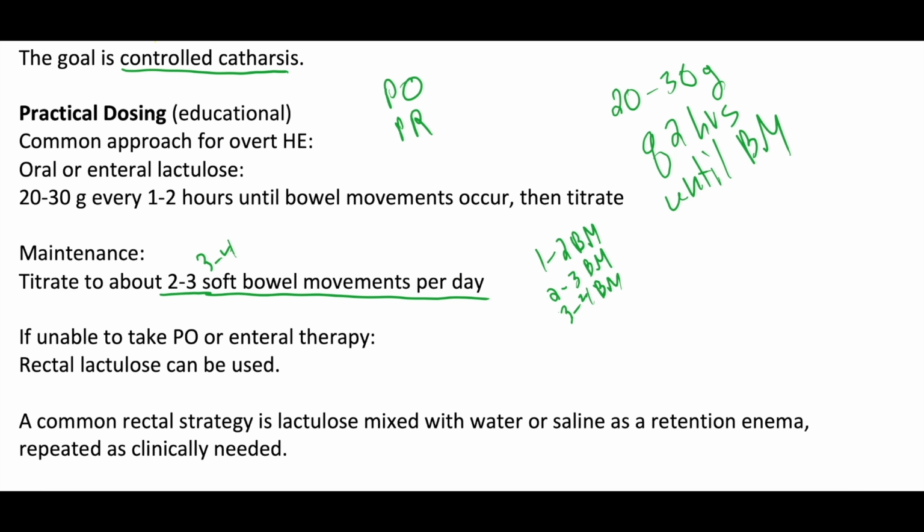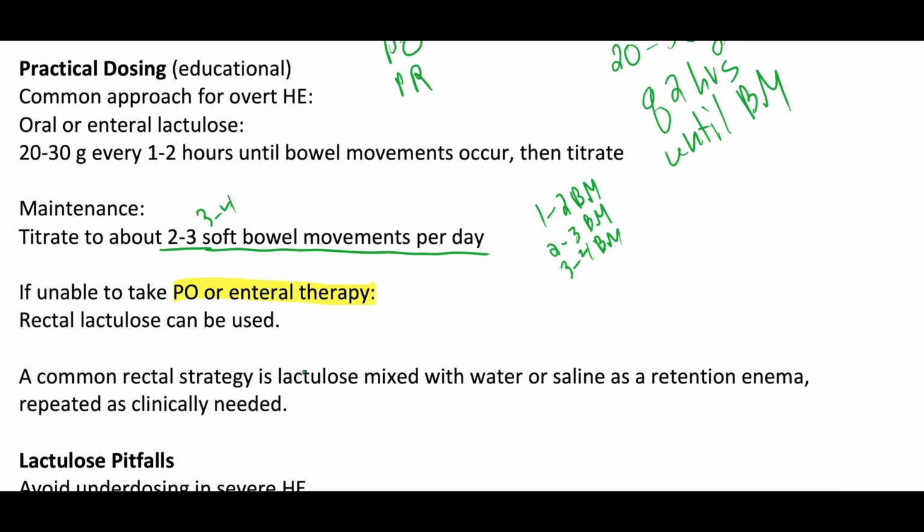If patients are unable to tolerate PO or enteral therapy, rectal lactulose can be used. This is a retention enema, which can be tough because the patient theoretically needs to hold on to it, retain it for it to work. And patients who are severely ill and can't tolerate oral lactulose sometimes have trouble doing that, but you should try it, right? This is something that can be done.